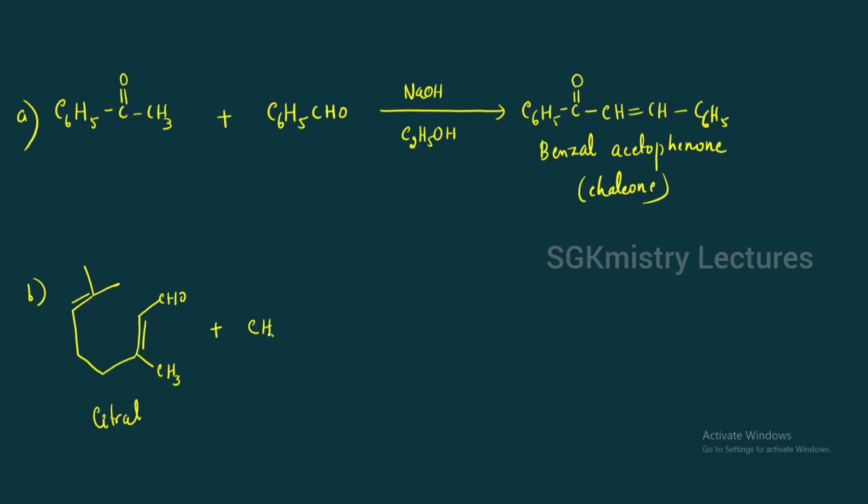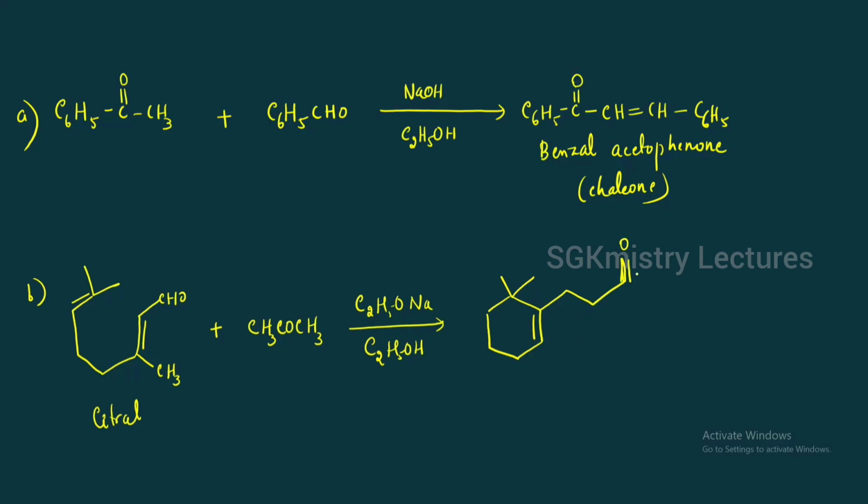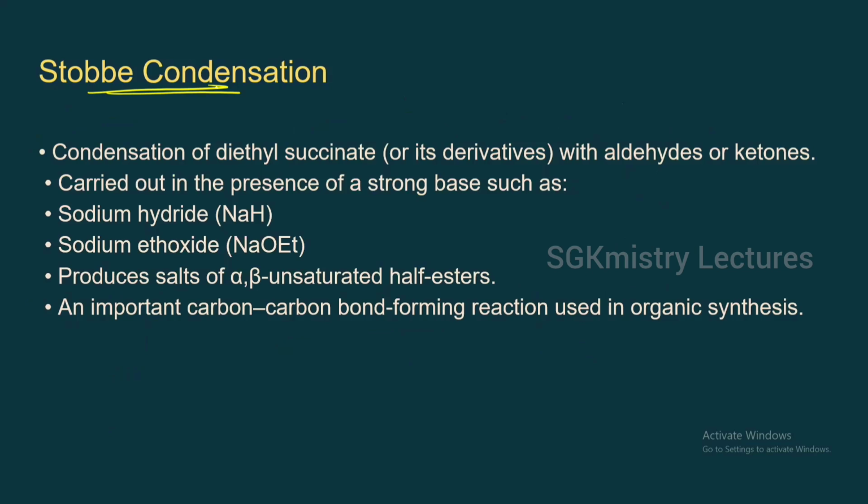Next, if you're treating this with acetone, CH3COCH3, in the presence of sodium ethoxide and ethanol, you're going to get beta ionol. So here we have these 2 methyl groups, double bond O, CH3, and here we have CH3 and also the alpha beta unsaturated compound. Because of which we get this beta ionone, which is an important intermediate in the synthesis of vitamin A, right? So coming on to Stobbe condensation reaction.